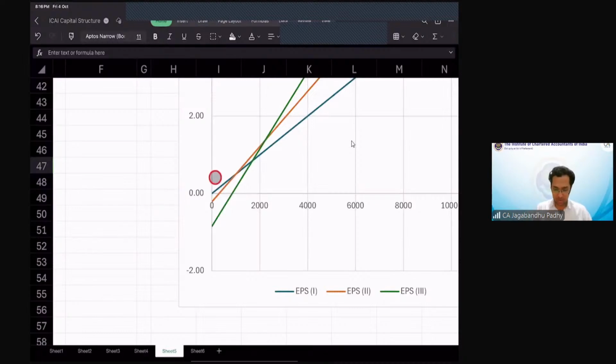Don't you think it will be really interesting for us to know which is the point at which the intersection is happening?